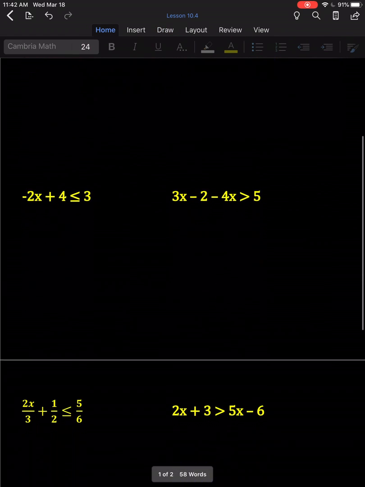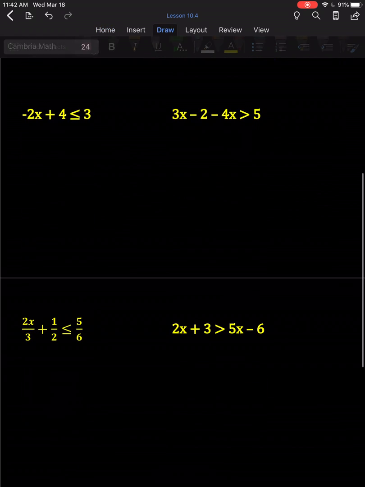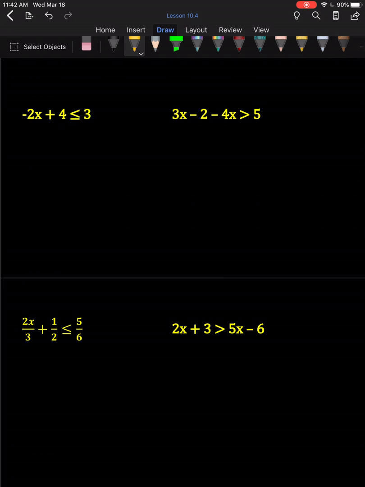All right, so let's slide this and grab my pen back. Again, two-stepper. Obviously, you can see the negative on the 2 with the x. That's so we remember how to deal with this. We are going to subtract 4 from both sides to start. So negative 2x is less than or equal to negative 1. No big deal yet. Now I'm going to divide by negative 2.